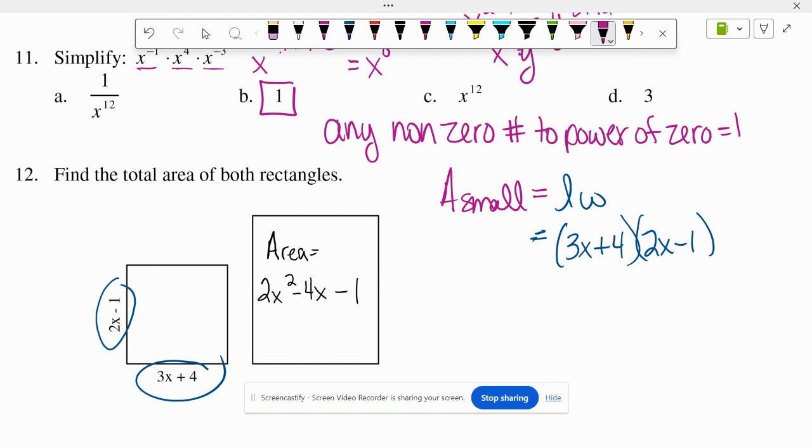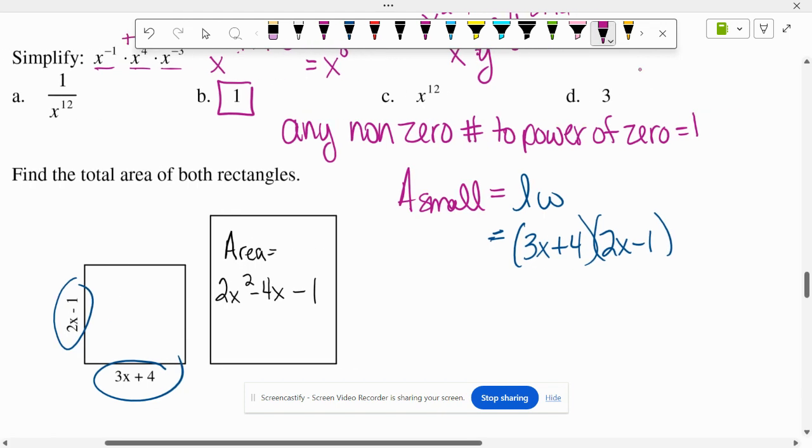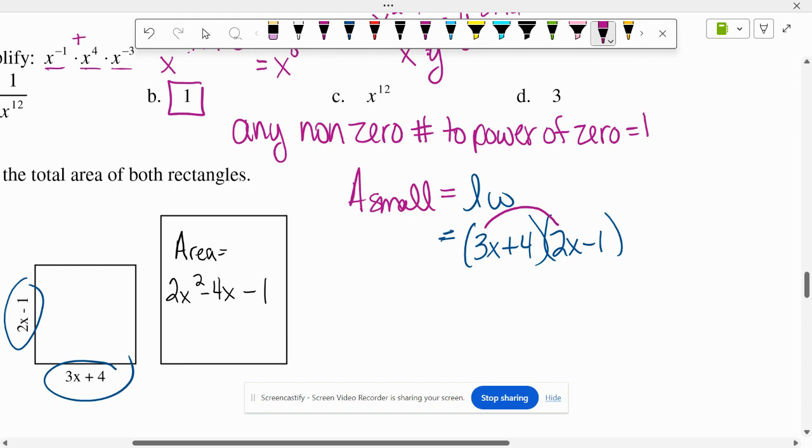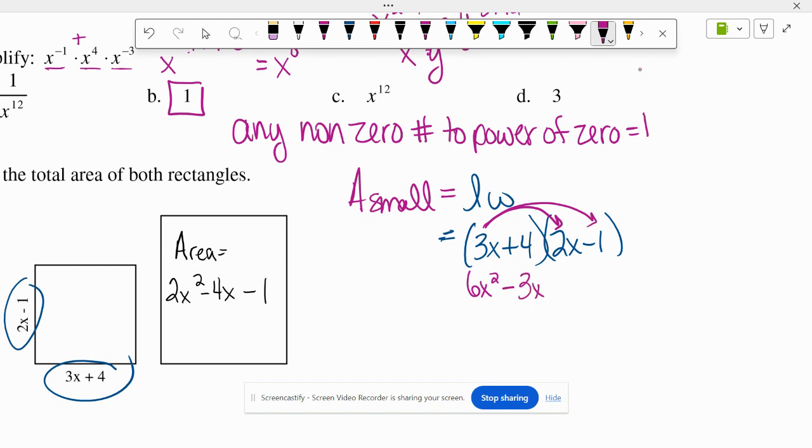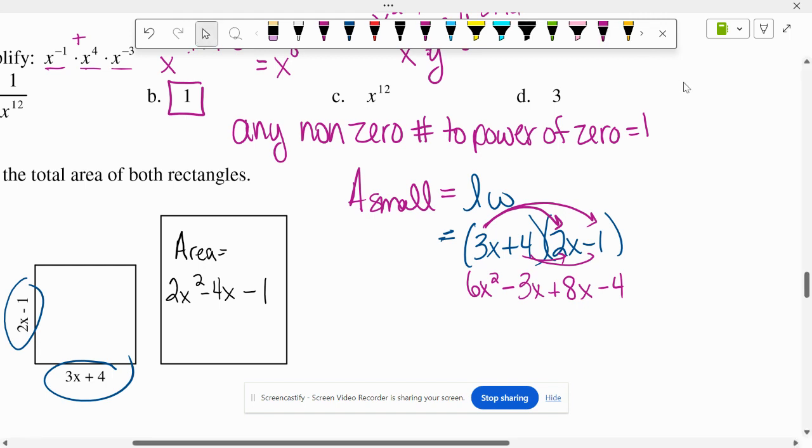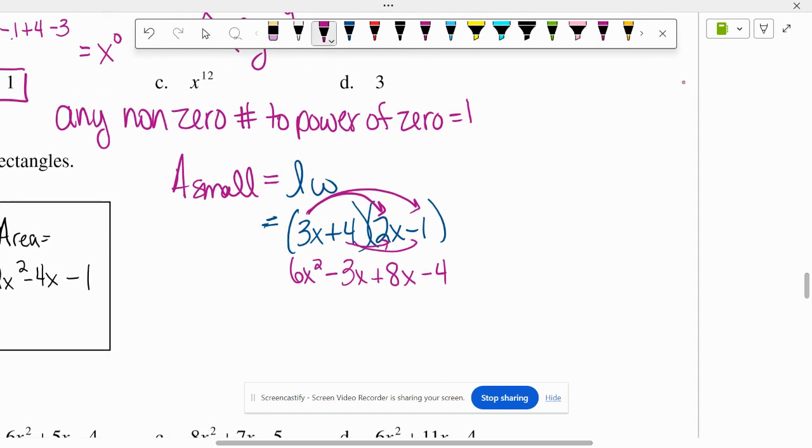Cameron, do you like arrows or boxes? Arrows. Cameron, 3x times 2x is? Awesome. And 3x times negative 1 is? 4 times 2x, Cameron. And 4 times negative 1. Combine like terms, Bailey, and finish it up for us, please, and thank you. Can you say it all again? I'm sorry. Okay.